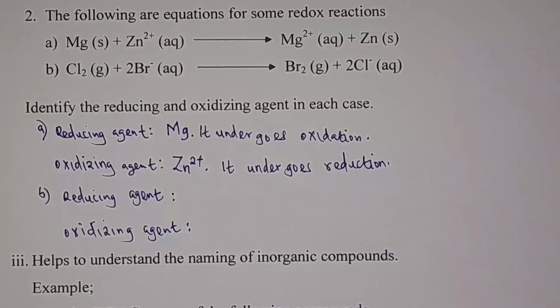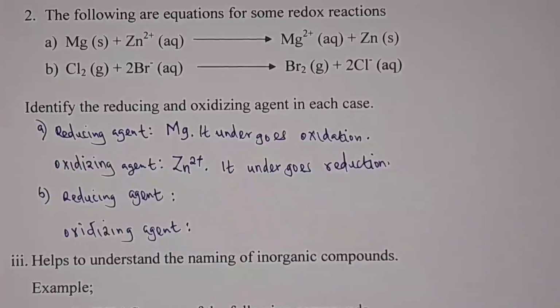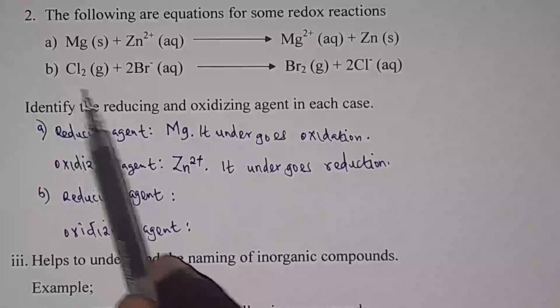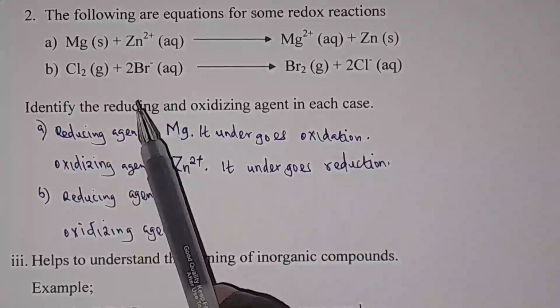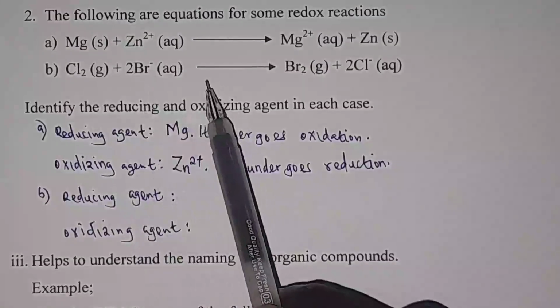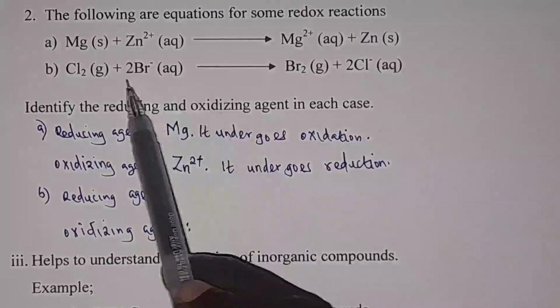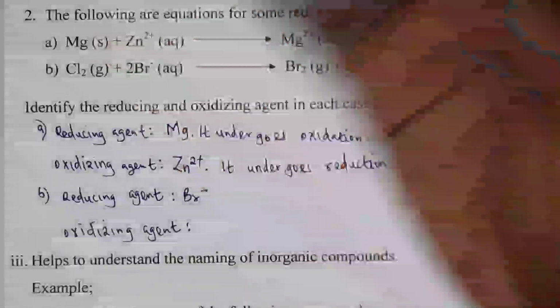But B is between non-metals. Non-metals are opposite to metals. So how are we going to know the oxidizing agent and the reducing agent? When you're dealing with non-metals, the most reactive non-metal will be the oxidizing agent. The least reactive non-metal will be the reducing agent. So in our case, bromide ions are the reducing agents.